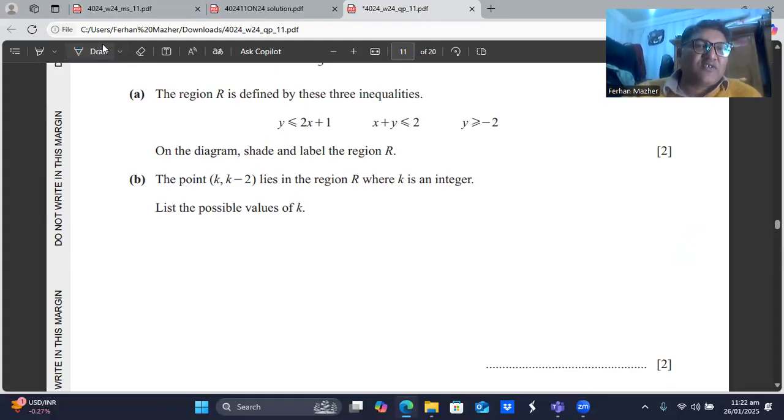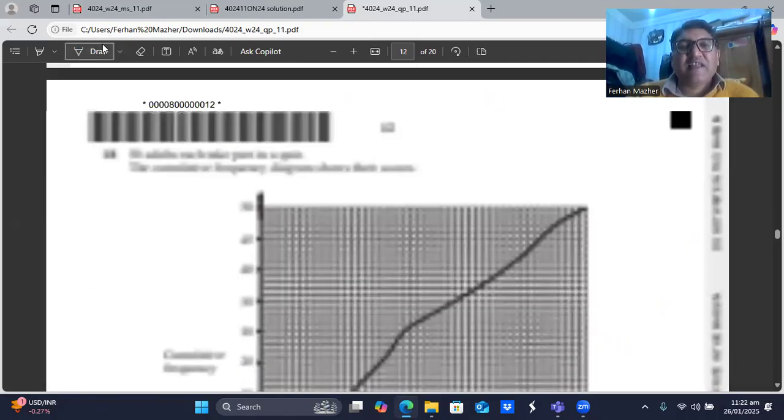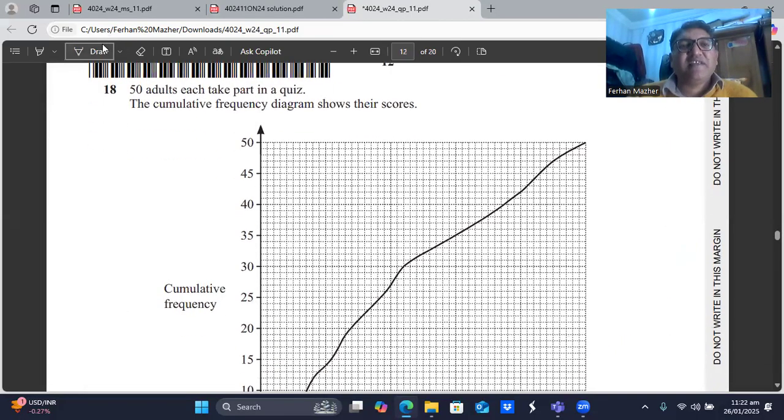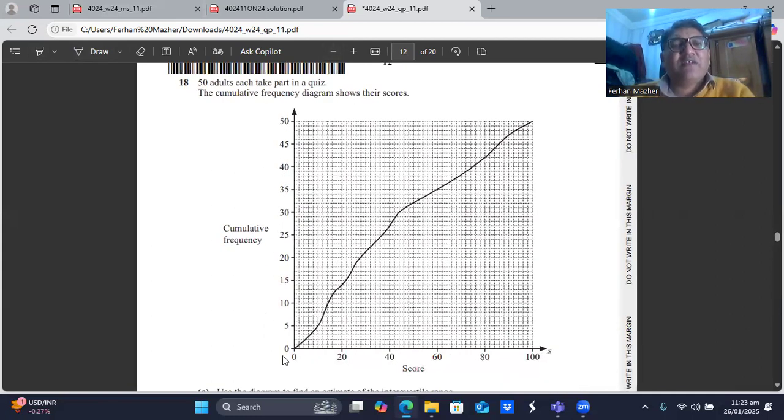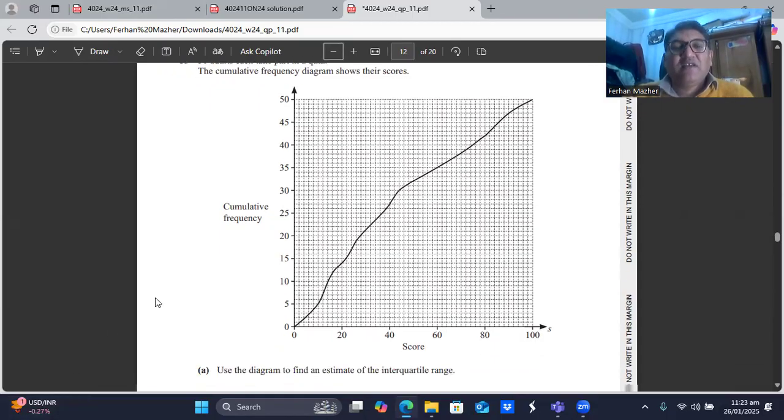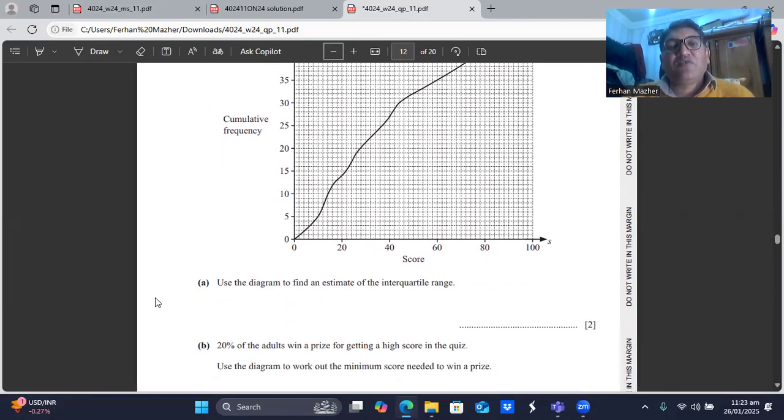Okay, so let's go to the next question. The next question coming up on your screen is question number 18. He says, 50 adults each take part in a quiz. The cumulative frequency diagram shows their score. So here we have a cumulative frequency curve. There are a total of 50 people, and here we have their score. The question is, use the diagram to find an estimate of the interquartile range.